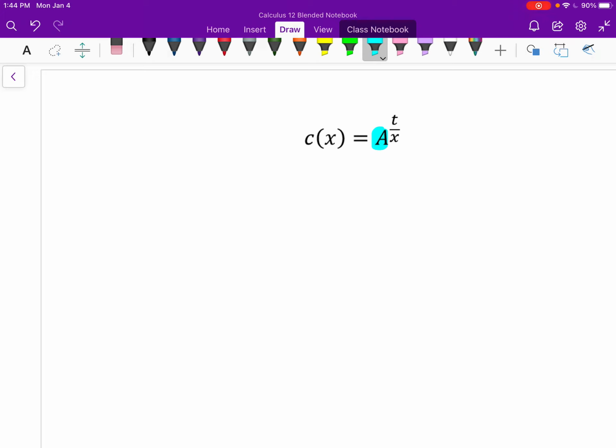I'll do this in a few steps. So I'll write this as first c prime of x. First, let's differentiate the outside function, which is the exponential part, which starts off as just a to the power of t over x times the ln of a.